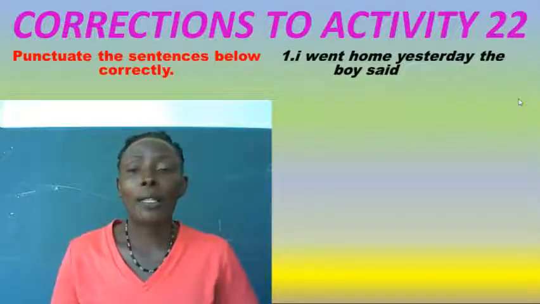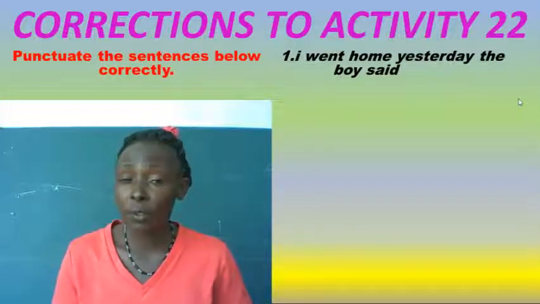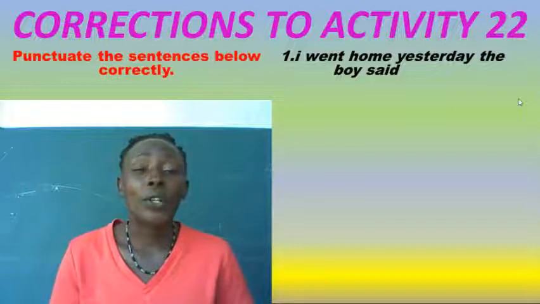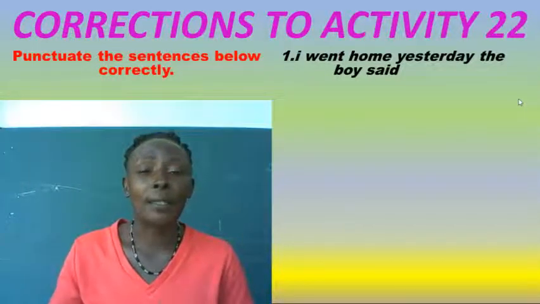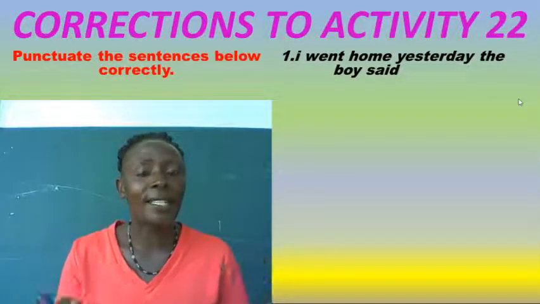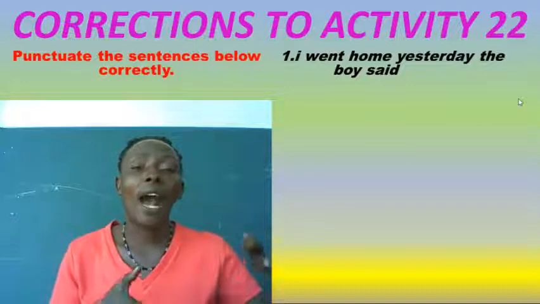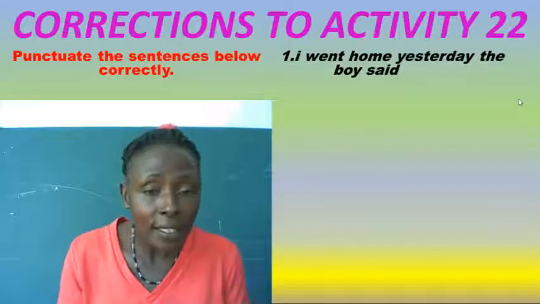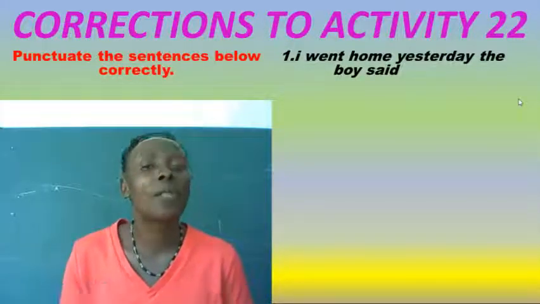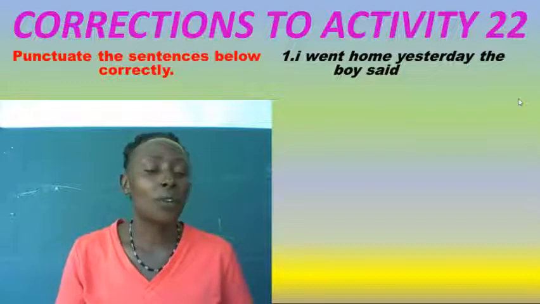So the activity was: punctuate the sentences below correctly. The sentences were not punctuated. The first question is, I went home yesterday, the boy said. So you were taken through the parts of direct speech sentences. If a sentence is in direct speech, it has two parts. It has what we call the speech tag, and it has what we call the actual words of the speaker. So here, the sentence is not punctuated, and you have to read it as, I went home yesterday, the boy said. So we need to punctuate it. You need to show me what the actual words are and what the speech tag is. So here, I want to punctuate it.